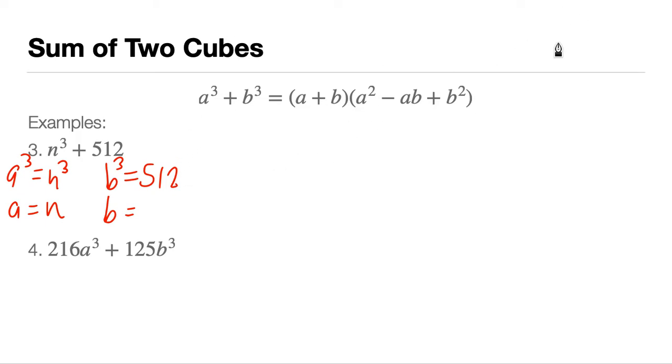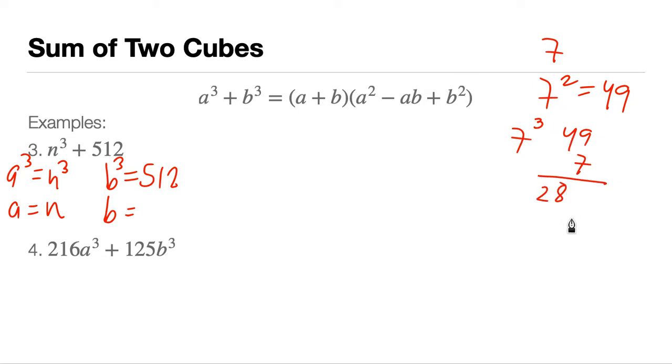So let's try. Let's try 7. 7 squared is 49. So if we're going to multiply 49 by 7, that's 7 cubed. So multiply this by 7, that's 28. And 9 times 7 is what? 63. That's going to give us 343. So pretty much not 512. So we need to go up one step above, in integers and cubing.